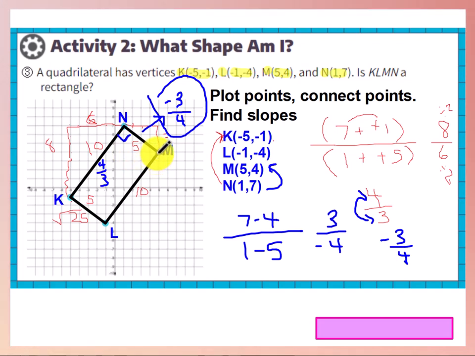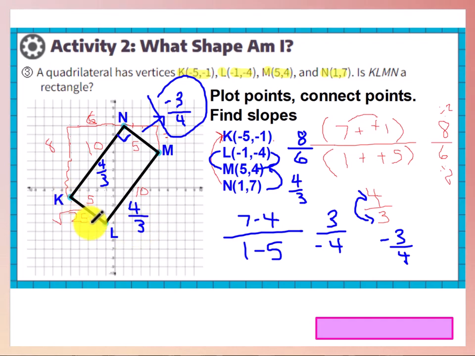Now let's find the slope of ML. Same thing, start with your y's. 4 take away negative 4 is 8. I'm not going to show the work this time, I'm just going to talk you through it. And then 5 take away negative 1: when you take away a negative, you're adding a positive, so that's going to be 6. And then you simplify that and you get 4/3, which is what the opposite side is.